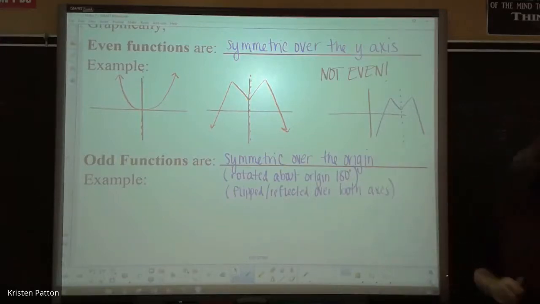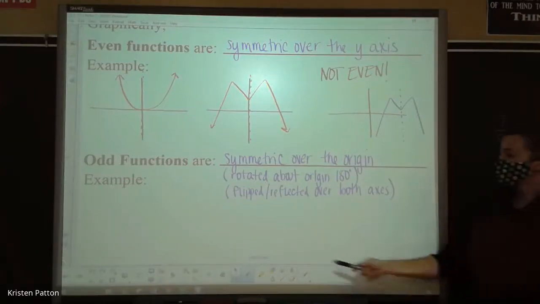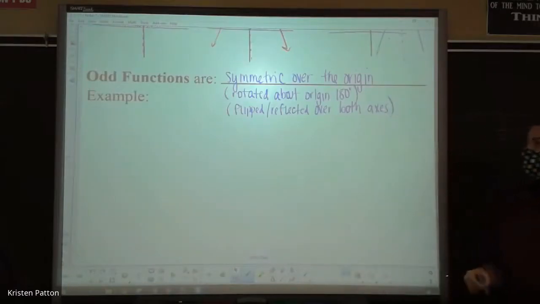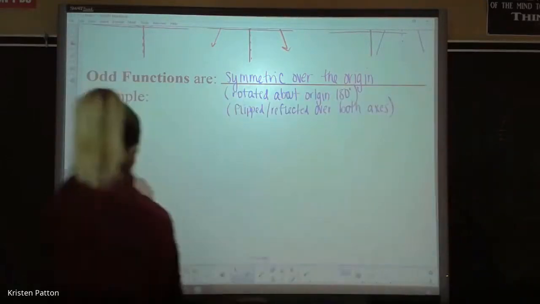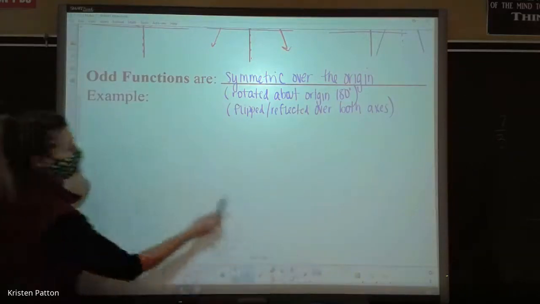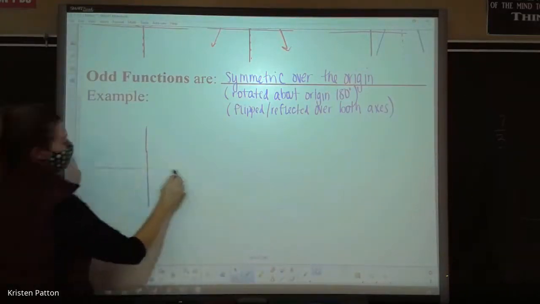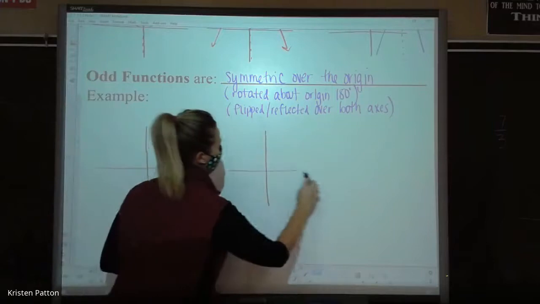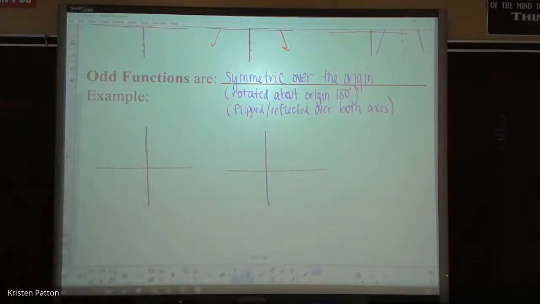Let's get those written down. I know it's a lot, so I'm going to pause. So odd functions, we can say, have been reflected over both axes, the x then the y, or the y then the x, and it doesn't really matter either way. While you're still writing, I'm going to go ahead and just get myself some example graphs here.